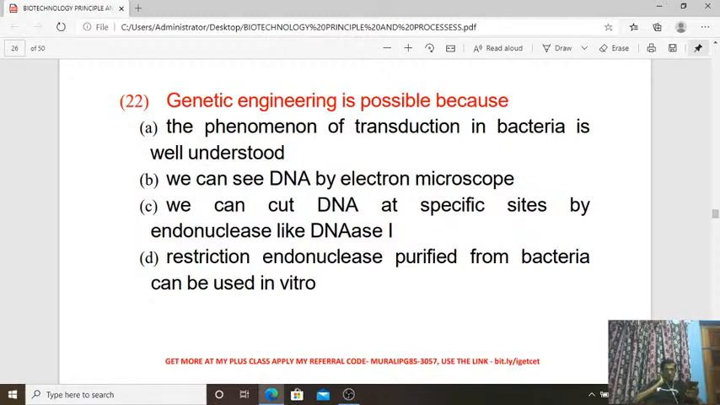Answer is there for this 22nd question. So the answer for 22nd is A. The phenomenon of transduction in bacteria is well understood. So this is the right answer. Transduction in bacteria is well understood because the genetic material of bacteria is very small, easy to handle, easy to study, isn't it? So the entire phenomena of bacteria regarding the genetic material we already studied in the research work, the scientists.